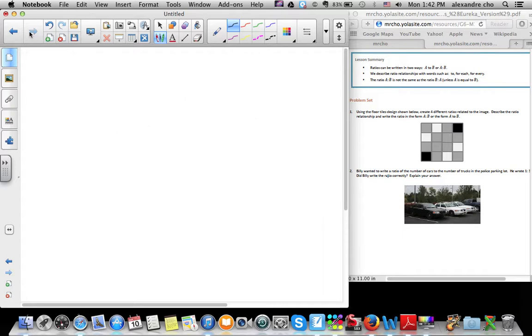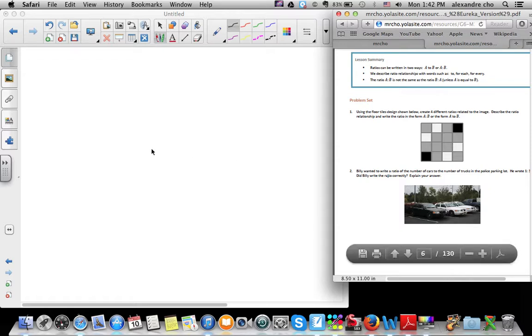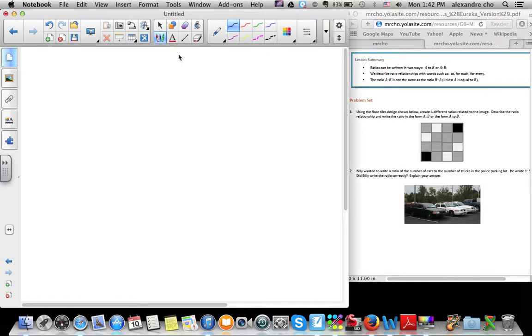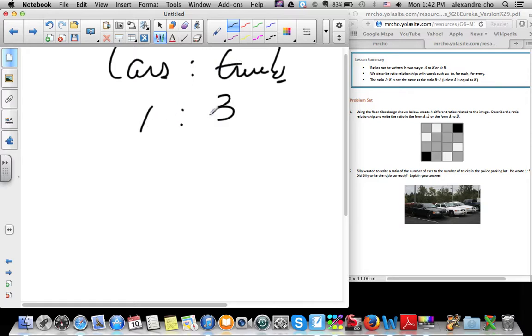Okay. Next one, on page 6, Billy wanted to write a ratio of the number of cars to the number of trucks in the police parking lot. He wrote 1 to 3. Did he do it correctly? Well, the ratio of cars to trucks, now write that down. Let's see if he did it right. He wrote 1 to 3. Well, no, he didn't, because there are 3 cars and 1 truck. So he actually did it backwards. The correct one would be 3 to 1. Remember, order does matter when doing ratios.